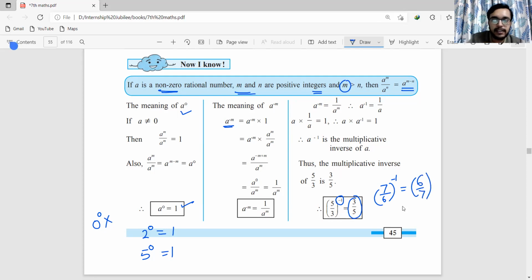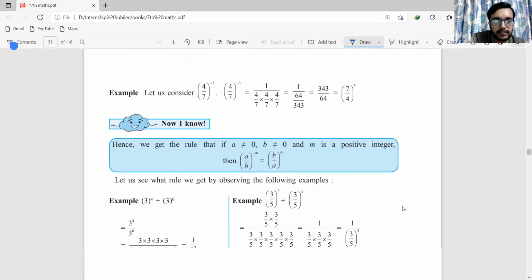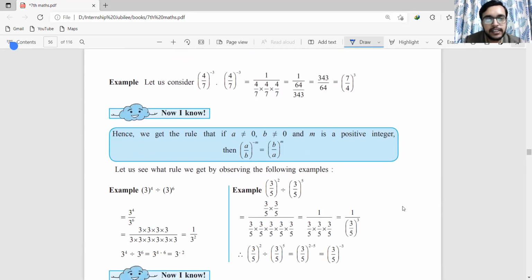Right, that is a inverse, the multiplicative inverse of a. Now let us consider (4/7) raised to power minus 3. This can be written as (7/4) raised to power 3. Take the reciprocal of the fraction and take the sign opposite to it. If there is minus 3, then it becomes plus 3.